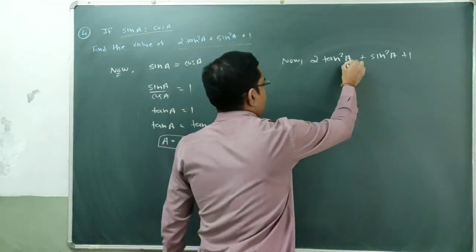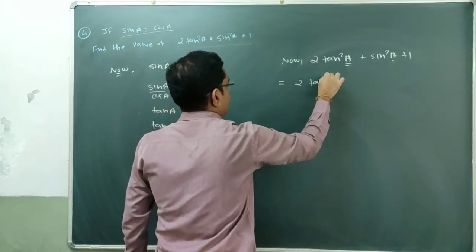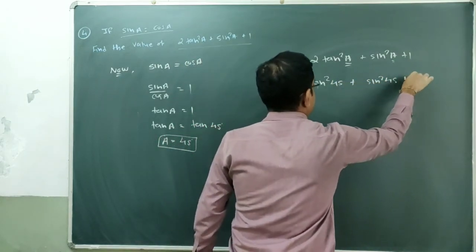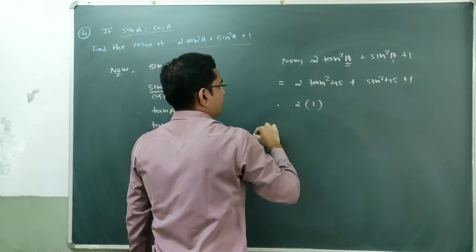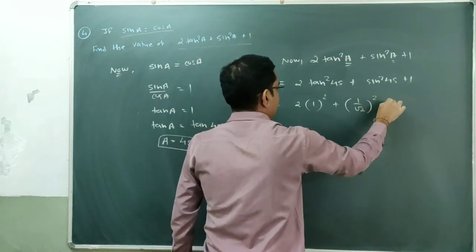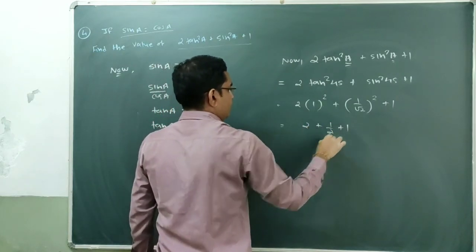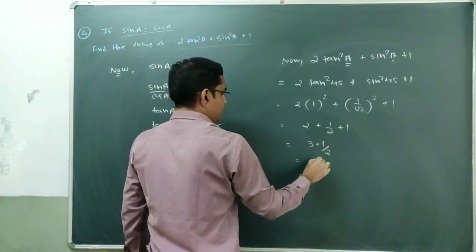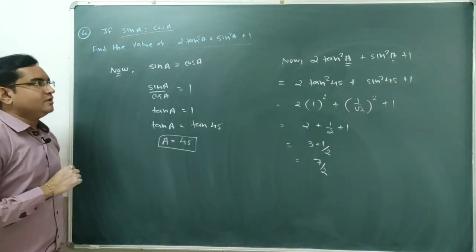So now we can replace the value of A with 45 in this expression. So we'll get 2 tan square 45 plus sin square 45 plus 1. Done. So it's 2 times tan 45, which is 1, square, plus sin 45, which is 1 upon root 2, whole square, plus 1. So this is equal to 2 plus 1 by 2 plus 1, 2 plus 1 is 3, plus 1 by 2, 3 times 2 is 6 plus 1, 7 by 2 is the answer. Clear students? So now pause this video and note it down.